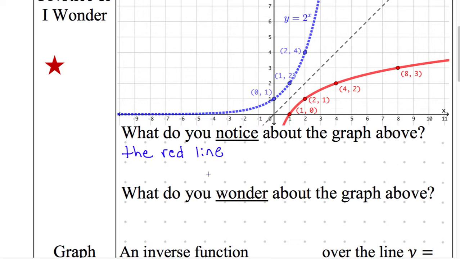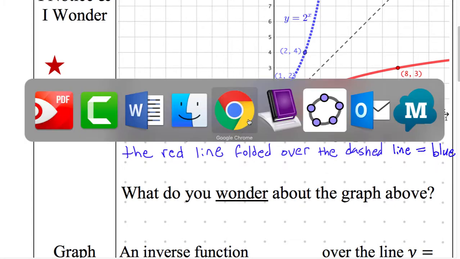So how did you say that again? I said if you fold the red line over that black dotted line, the points can match on the blue. The dashed line is the blue one. Very, very cool. All right. Yeah, I really like that observation.